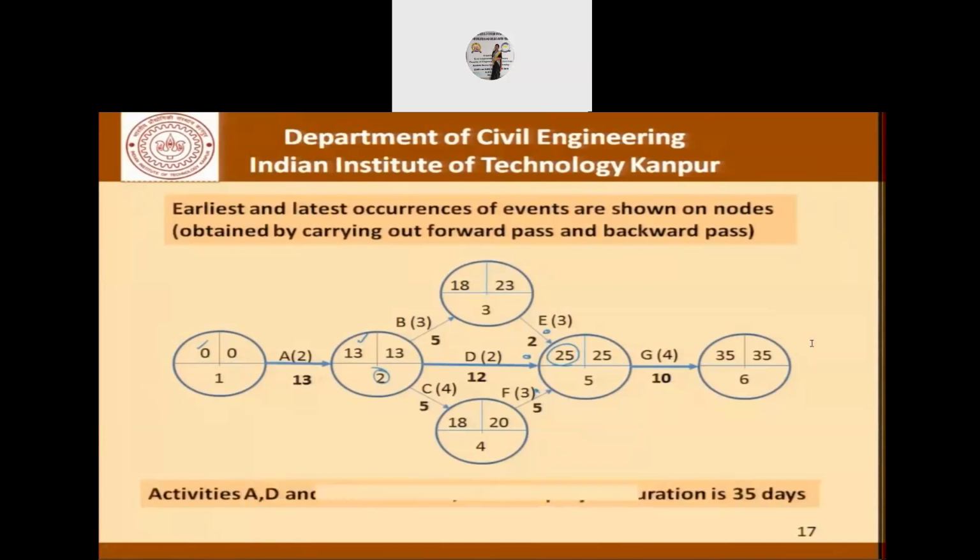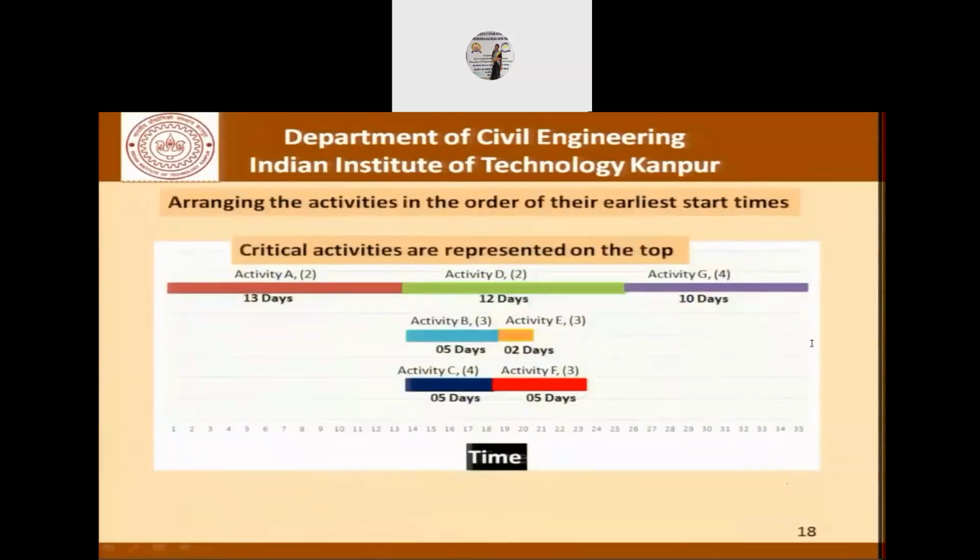So we find out that activities A, B, and G are critical, and the project duration is 35 days. So this is the first step. We find that A, B, and G are critical activities. They are highlighted by a firm arrow, and we find that the project can be completed in 35 days.